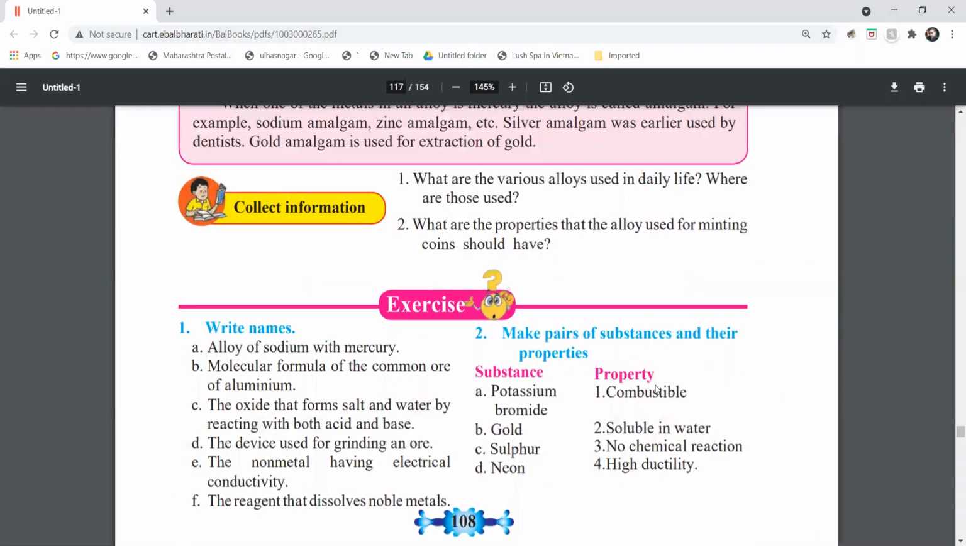Okay. That ends this chapter. Do you have any questions, people? From this chapter, or any questions from anywhere is okay if you want to ask.